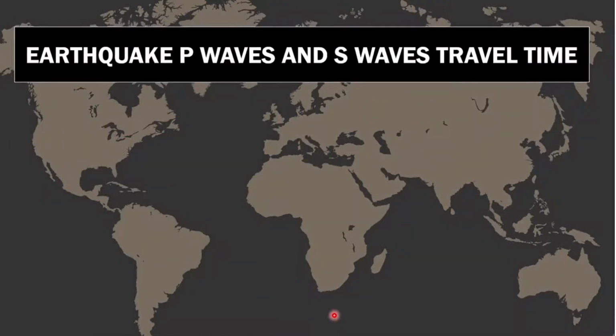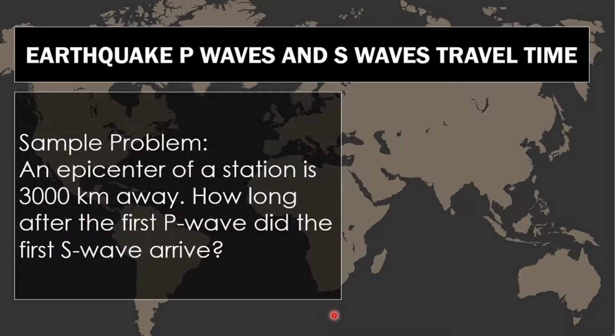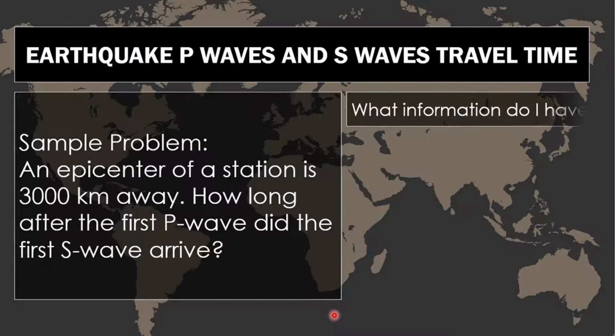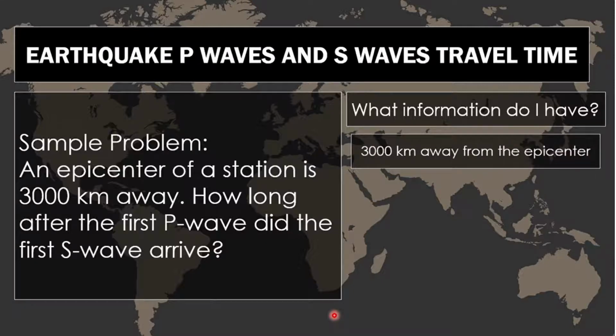Sample problem number 3. An epicenter of a station is 3,000 kilometers away. How long after the first P wave did the first S wave arrive? You must always ask yourself 2 questions. Number 1. What information do I have? The given is the distance, which is equal to 3,000 kilometers.